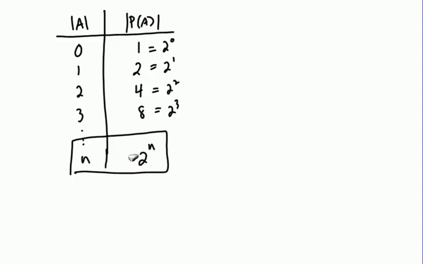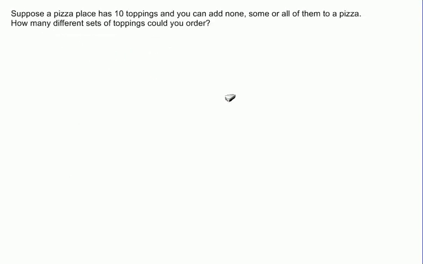Okay? So why does this even matter? Why do we care about power sets other than to just make up a nice math problem? Well, here's an example of where you might use something like this. So suppose we have a pizza place that has 10 toppings, and you can add either none, some, or all of them to a pizza. How many different sets of toppings could you order? Now, we don't want to start writing these out because there's going to be 10 choices for just one. Then if you have to choose 2, it's going to get really out of hand very quickly. We're just asking how many different sets there are.